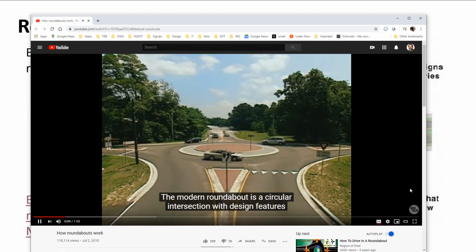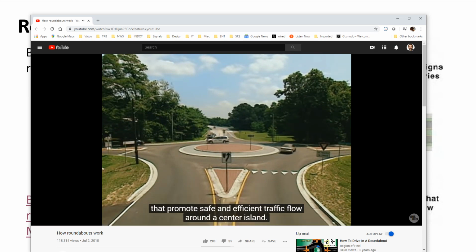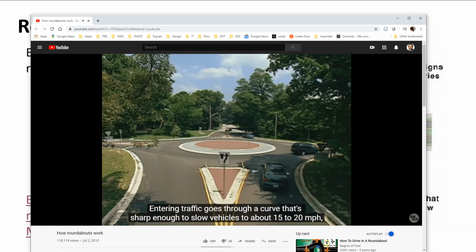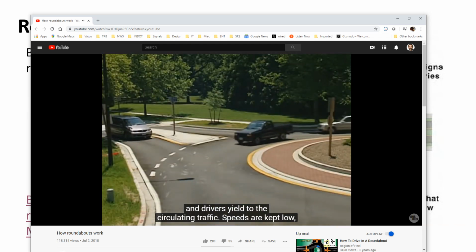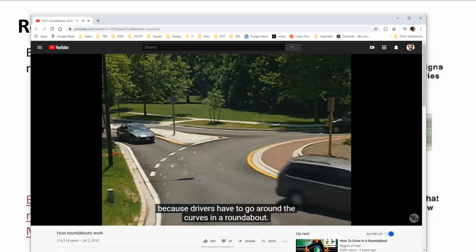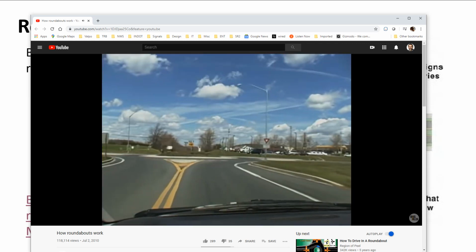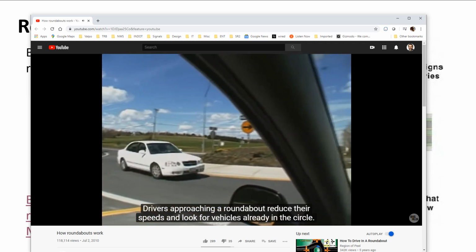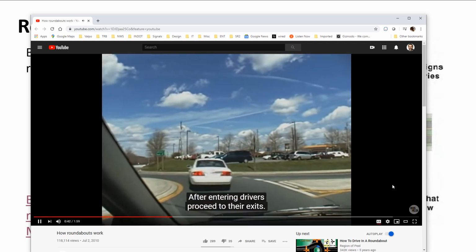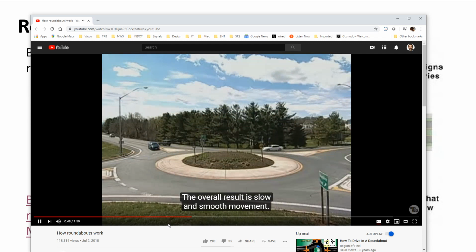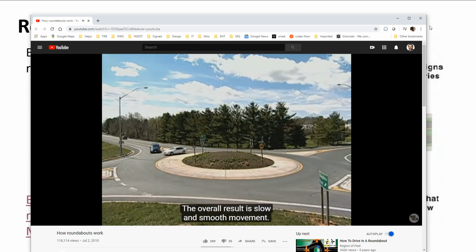The modern roundabout is a circular intersection with design features that promote safe and efficient traffic flow around a center island. Entering traffic goes through a curve that's sharp enough to slow vehicles to about 15 to 20 miles per hour, and drivers yield to the circulating traffic. Speeds are kept low because drivers have to go around the curves in a roundabout. Drivers approaching a roundabout reduce their speeds and look for vehicles already in the circle. After entering, drivers proceed to their exits. The overall result is slow and smooth movement.